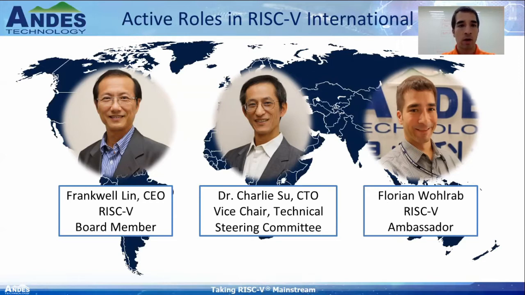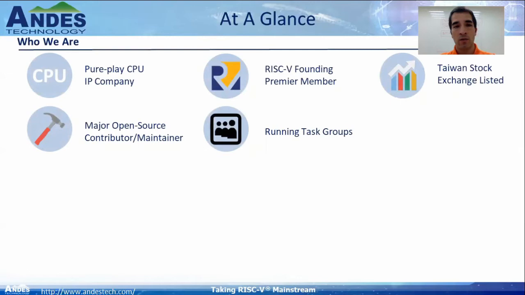Before we jump into SoC architecture, just let me give you a very brief overview about Andes, who we are. Andes is a Taiwanese company, and we are a pure play CPU IP company. That means we are developing CPU IP based on RISC-V, and we are selling it to our customers. That's our business. Before RISC-V, we had our own RISC architecture, but now it's purely RISC-V. We are also a founding member of the RISC-V Foundation, now RISC-V Association, and we are a premier member as well.